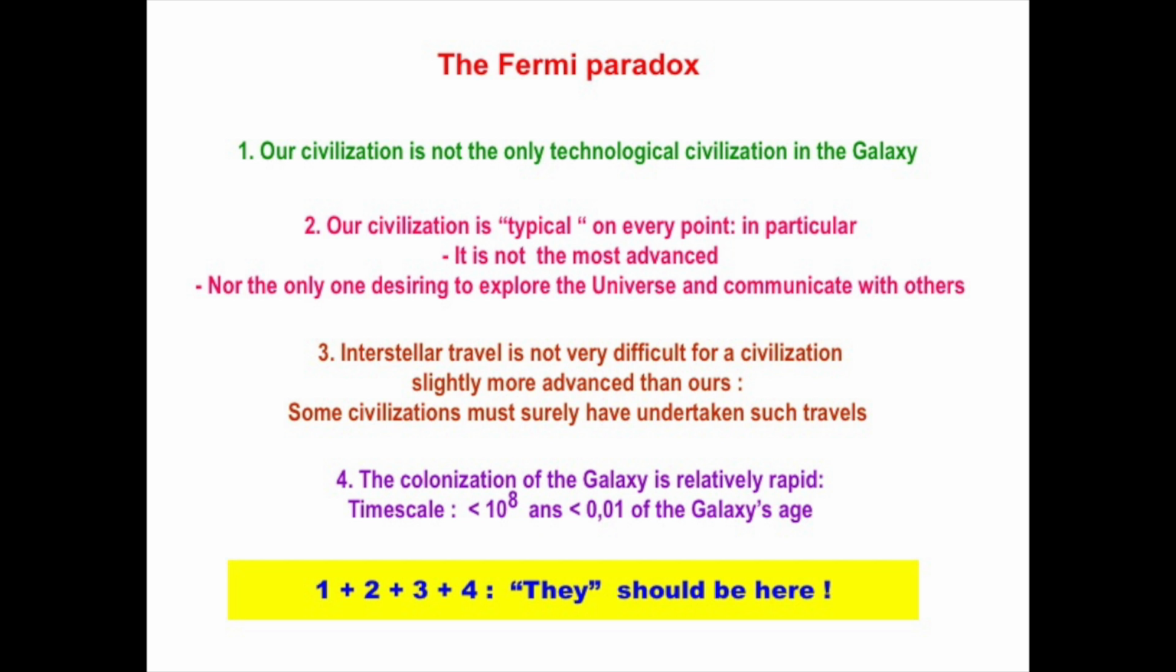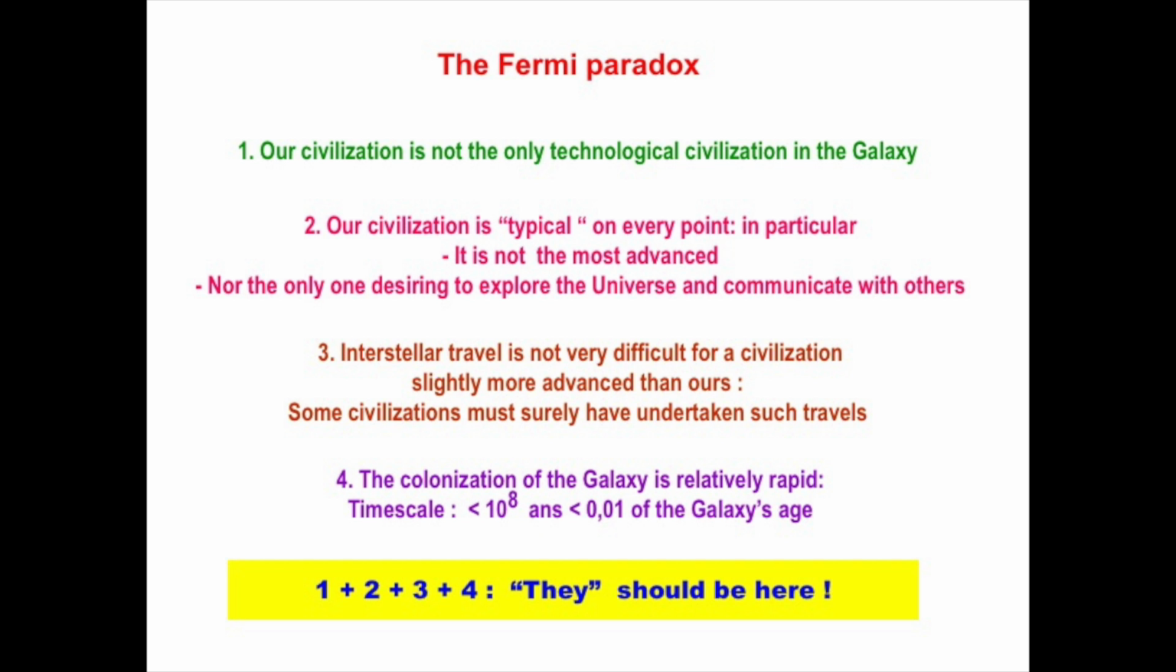Now, this is the only technical thing here. Interstellar travel is not very difficult for a civilization more advanced than ours. And some civilizations must surely have undertaken such travels. And then the final assumption is that the colonization of the galaxy is relatively rapid. It would take a lot of time to discuss the schemes that have been proposed for that, but the time scale in all cases is on the order of several tens of millions of years. So this is a small fraction, 1/100th of the age of the galaxy. If you put all those things together, then the conclusion is that they should be here. And the fact they are not here constitutes the Fermi paradox.